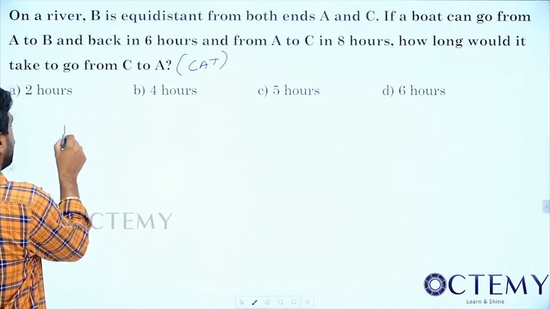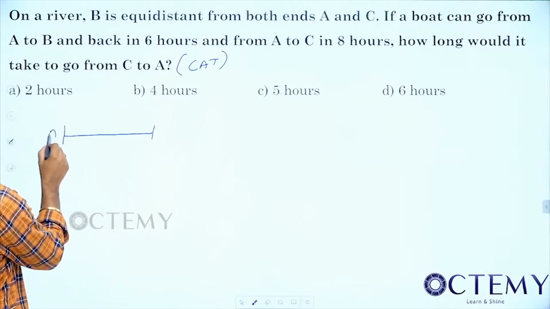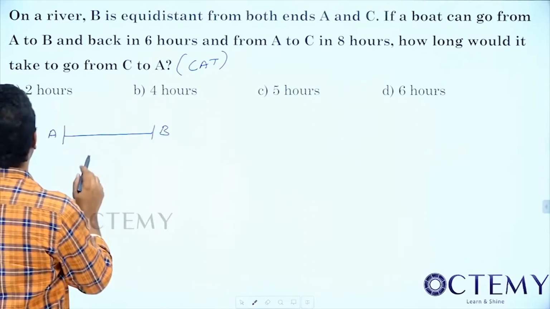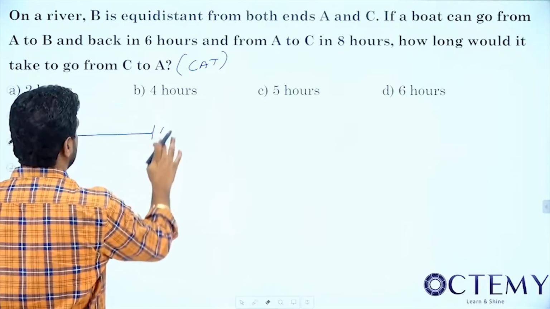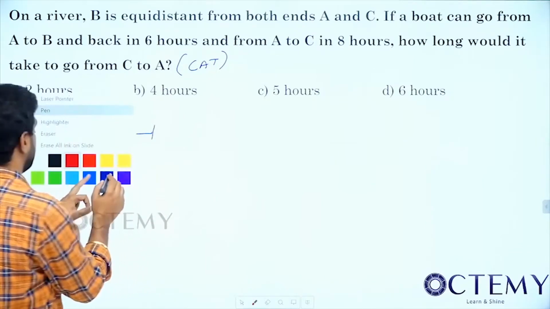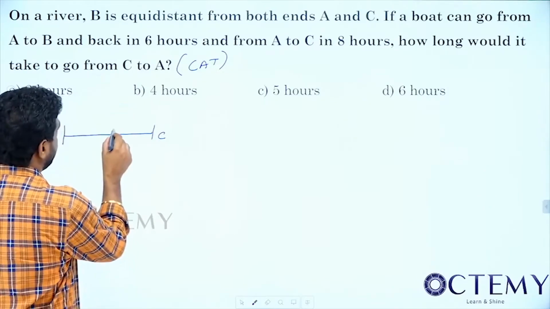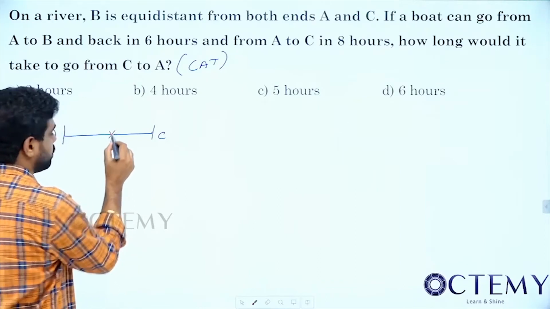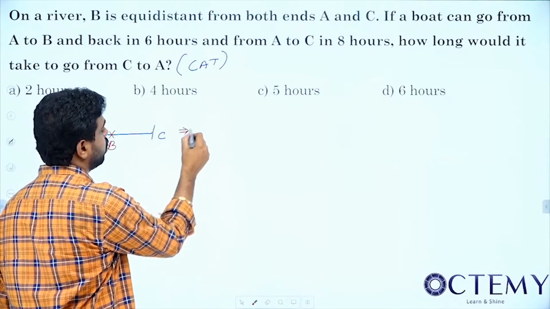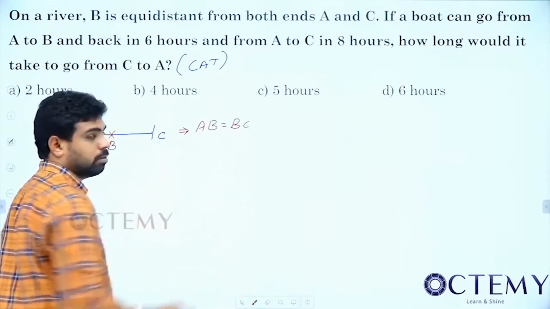See, on a river, B is equidistant from both ends A and C, he told. This is A, this is B, you think. And this is C. So now B will be in the middle. This is point B. So B is equidistant from both ends, which means that AB equals BC. This is given in the question.